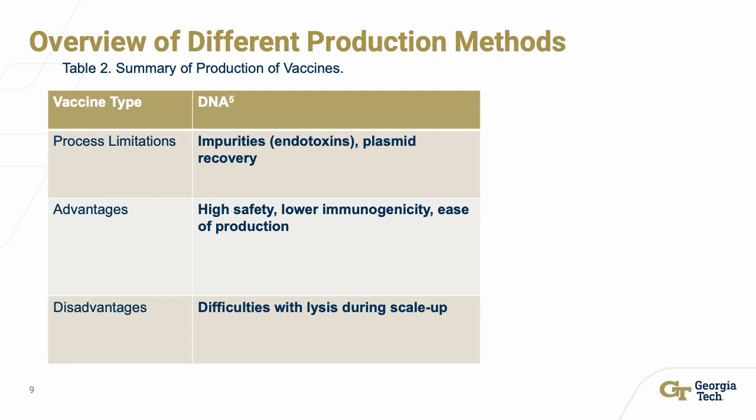Overall, the DNA vaccine production process is limited because of the potential contamination of endotoxins, as well as the plasmid recovery process. While the vaccines have been tested to have lower immunogenicity and high safety as well as relatively simple production, there can be difficulties with the lysis steps during scale-up.